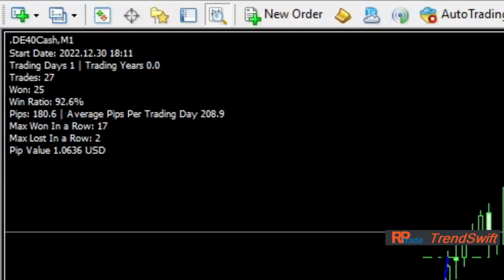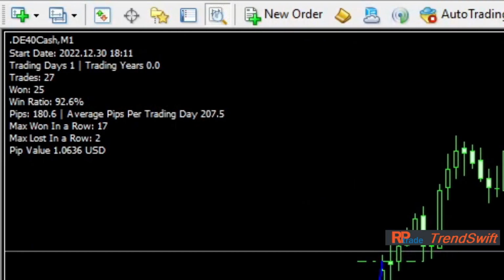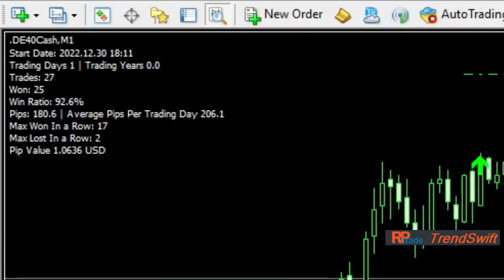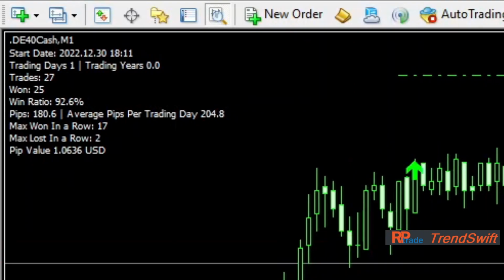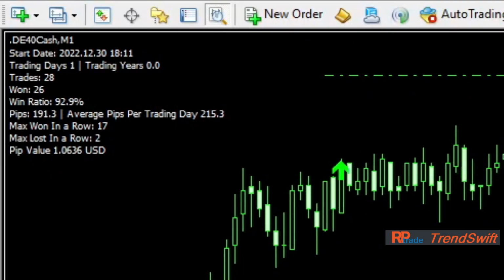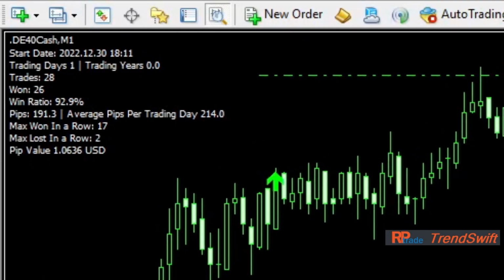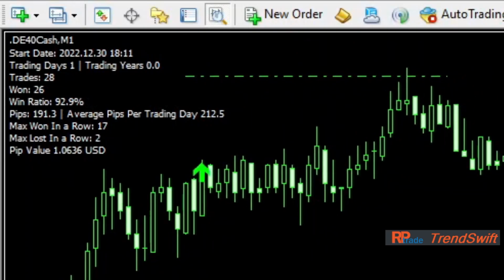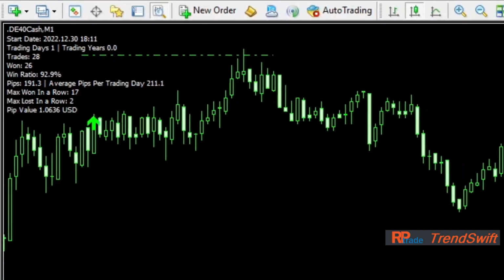Pips is the total quantity of pips earned. Average pips per trading day is the total quantity of pips averaged by the quantity of trading days. This allows to know what kind of daily return you can expect. Max wins in a row indicates how many consecutive times TrendSwift displayed a profitable trade opportunity without loss. Max loss in a row indicates how many consecutive times TrendSwift indicated an opportunity that led to a loss. Pip value shows how much currency you get for 1 pip per 1 lot.